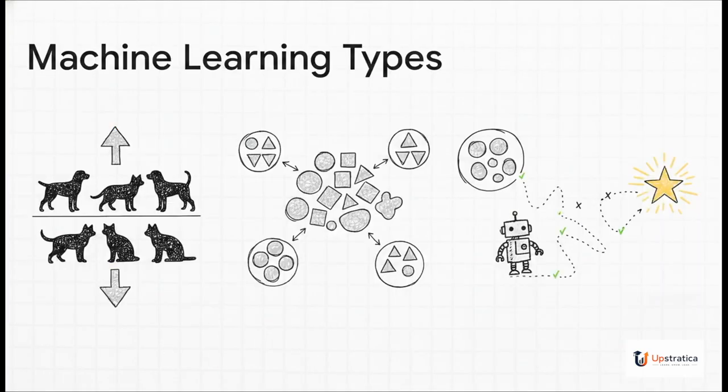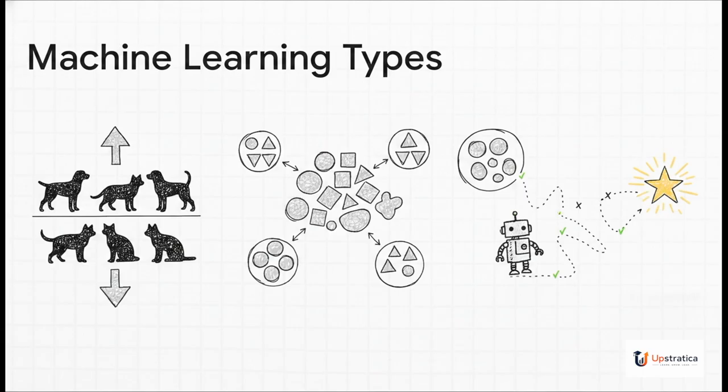Now, within machine learning, there are basically 3 main approaches you really should know about. The first is supervised learning. This is where the algorithm is trained on very clearly labeled data. For example, feeding a system photos that are explicitly labeled as either cat or dog so it can learn to classify future photos. It has a supervisor, basically.